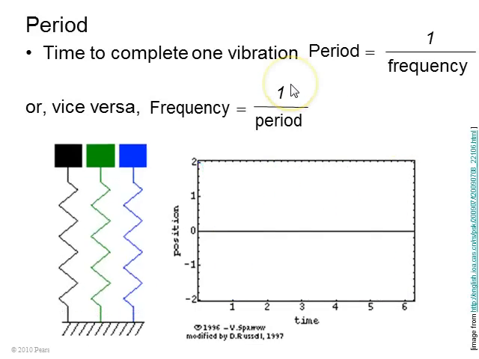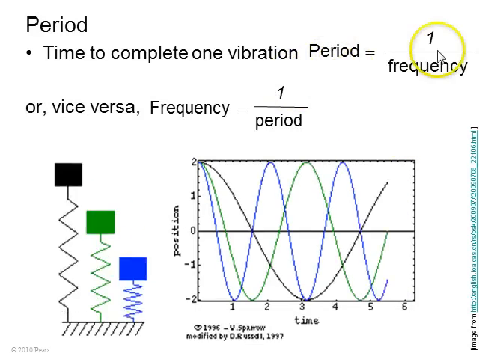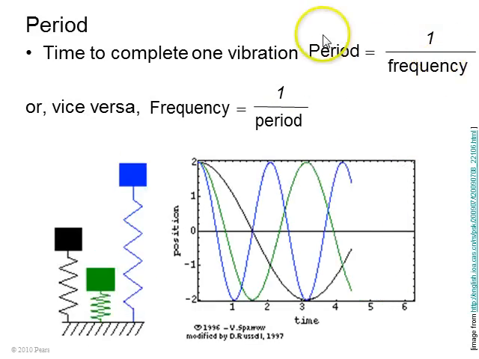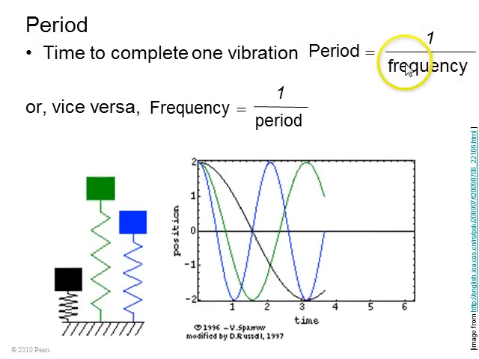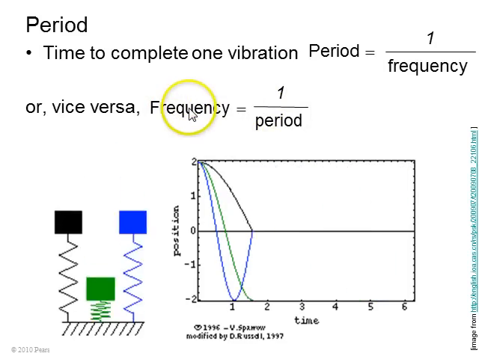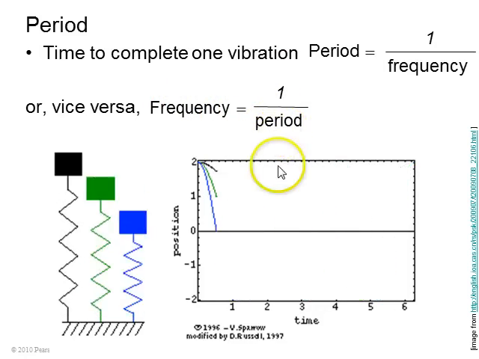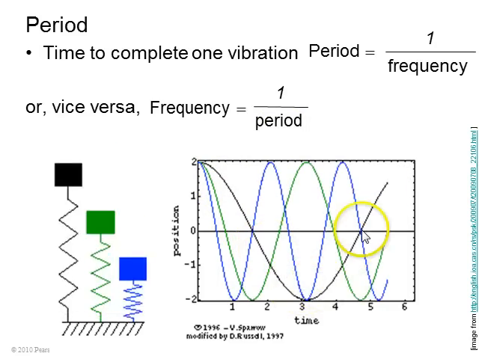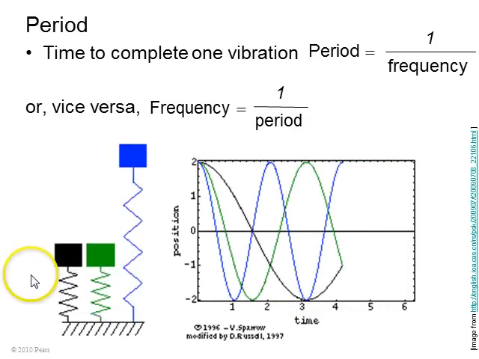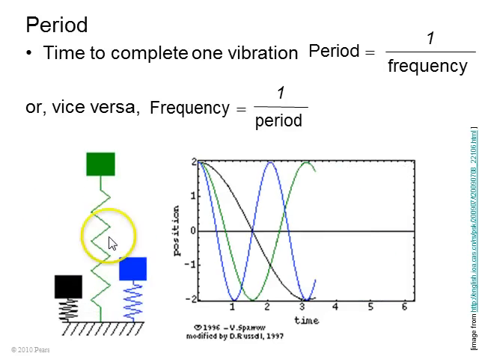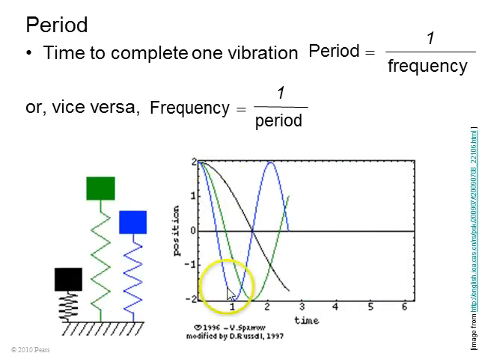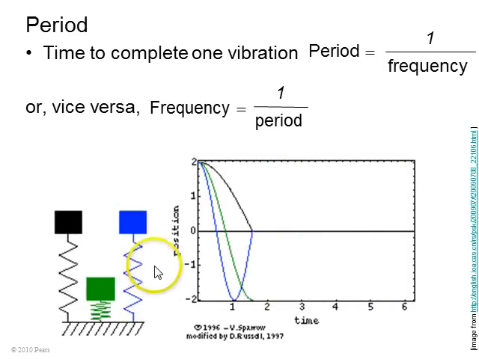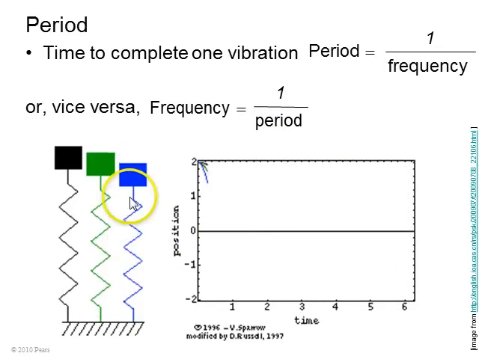And period and frequency are related by the equation period equals 1 over the frequency. Period in seconds, frequency in hertz. Or frequency is 1 over the period. So again, frequency in hertz, period in seconds. So in these curves, if you have a long period like this black oscillator, then that is a low frequency oscillation. If you have this blue oscillator, the period is quite a lot shorter, and the frequency is much higher.